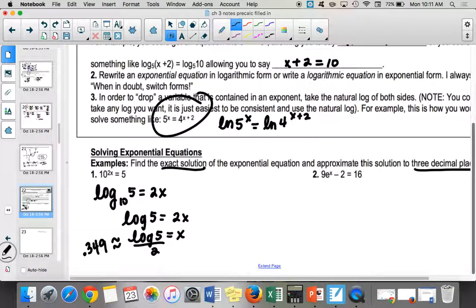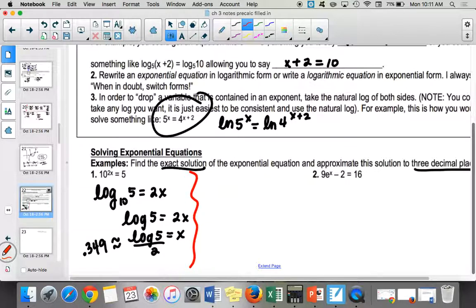So I have both solutions, okay? We're going to start doing more of these exact solutions in pre-calc. In Algebra 2, I let you guys round it to 3 decimal places every single time. I'm going to ask for both. All right, so that's one way that I could do this problem, but there's lots of ways that I could do this problem.